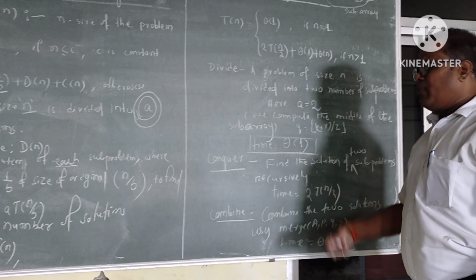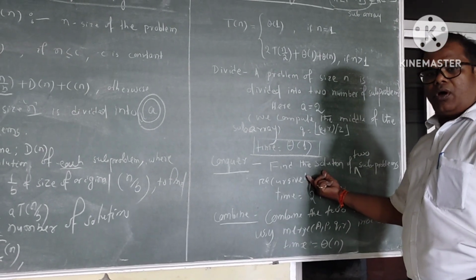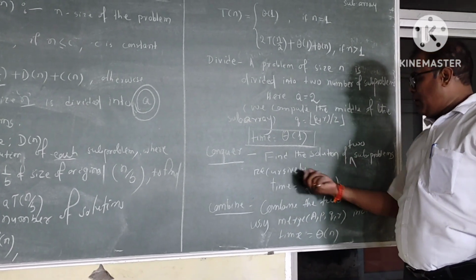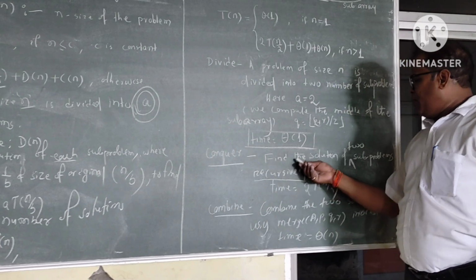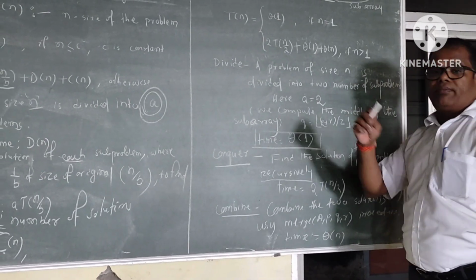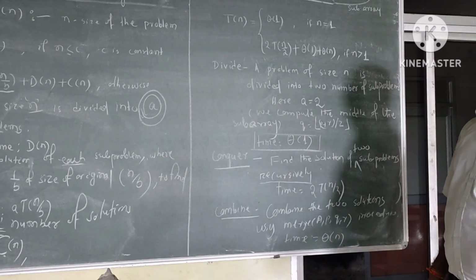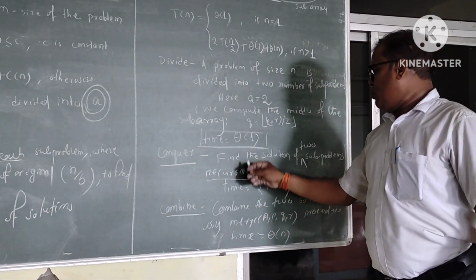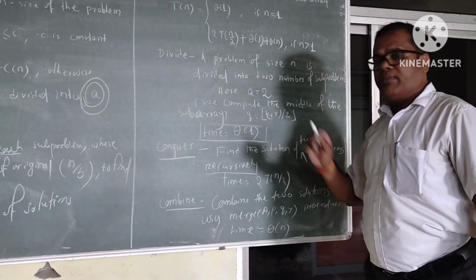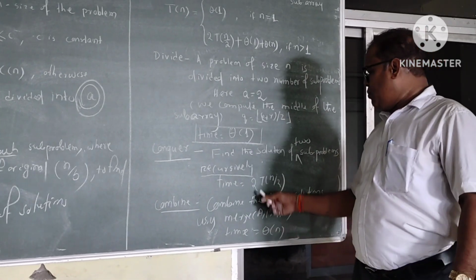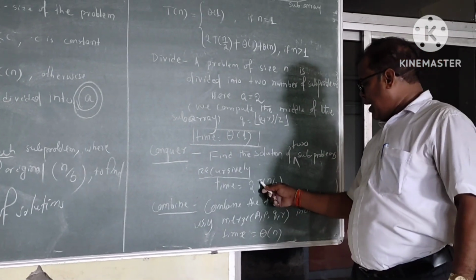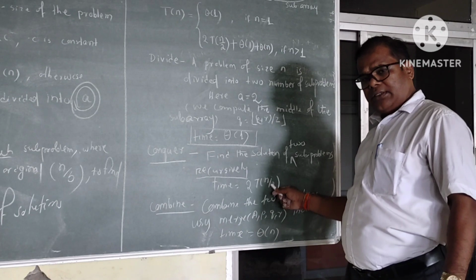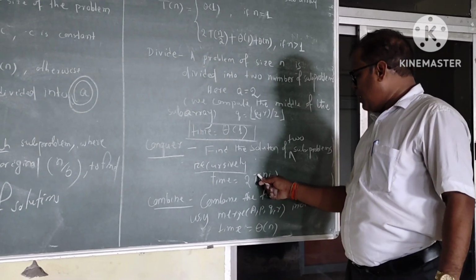So what is our job there? We have to find the solution of each subproblem. How many subproblems are there? Two subproblems. But here we have written one important term: find the solution of the two subproblems recursively, because it is a recursive structure. So how much time will it take here? Because it is a recursive term, I write it in terms of T of n by 2. There are two subproblems, so each problem size is n by 2, hence the time equals 2T(n by 2).